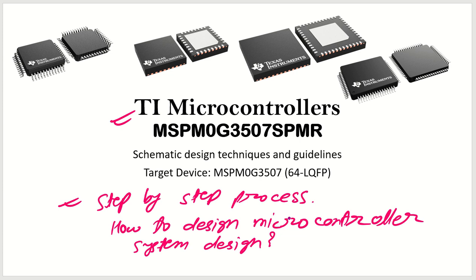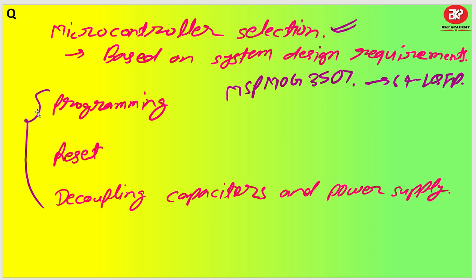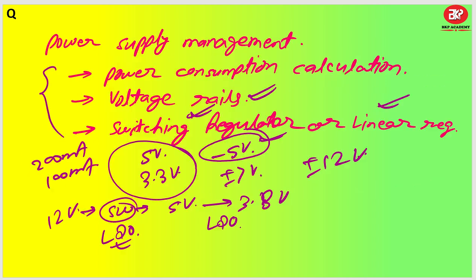So we have seen the MSPM0G series, and the device that is selected is the 64-pin LQFP package. MSPM0G3507 is one of the latest microcontrollers released by Texas Instruments, and we have already seen several questions that we discussed in the last session, like how to do programming, reset or decoupling capacitors, and how to design the power supply management, like different voltage rails and all those things.